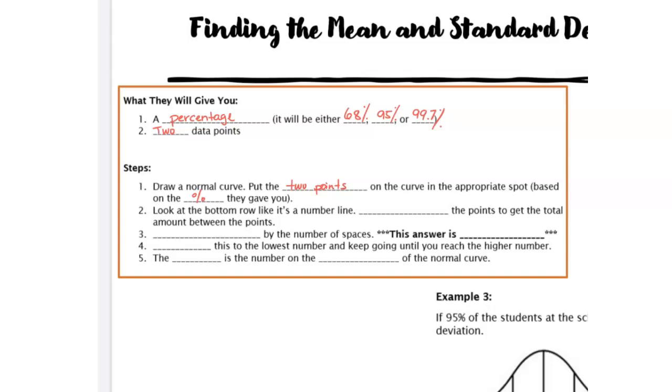Number 2, we're going to look at the bottom row like it's a number line. So again, the bottom of our normal distribution curve is nothing but a number line. With this, we're going to subtract those 2 points to get the total amount between the points. So we're looking for the difference. How far in between are those 2 points? Or how far away are those 2 points from each other? So we're subtracting. Number 3, we're going to divide by the number of spaces that we have. This answer is going to be our standard deviation.